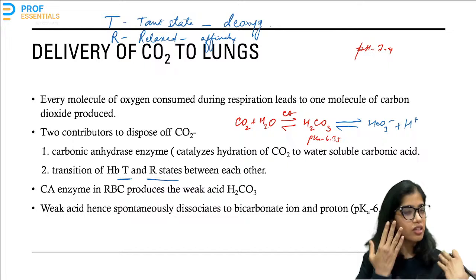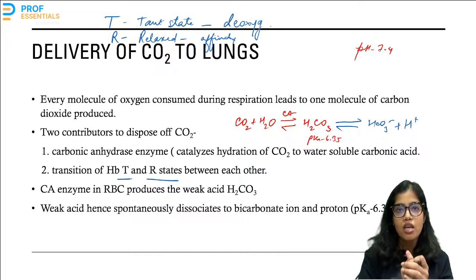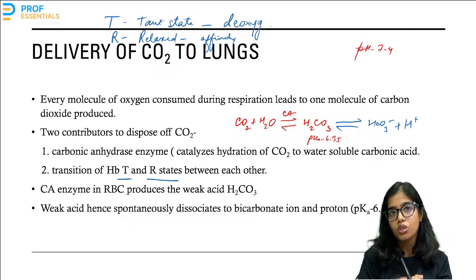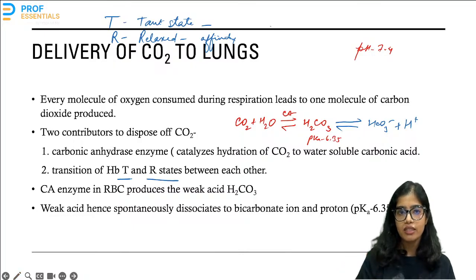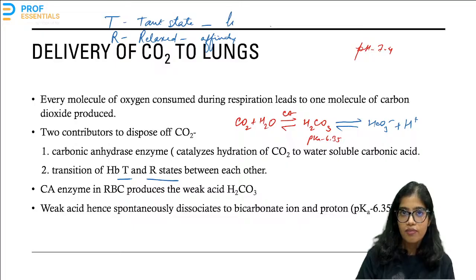Okay, so they're not going to be attracted to you. If you're very taut, if you're passing taunts, then people will not be attracted to you. So the taut state does not have affinity for oxygen, whereas the relaxed state, if you're relaxed and calm and composed, then people will have affinity for you. Then it has high affinity for oxygen.